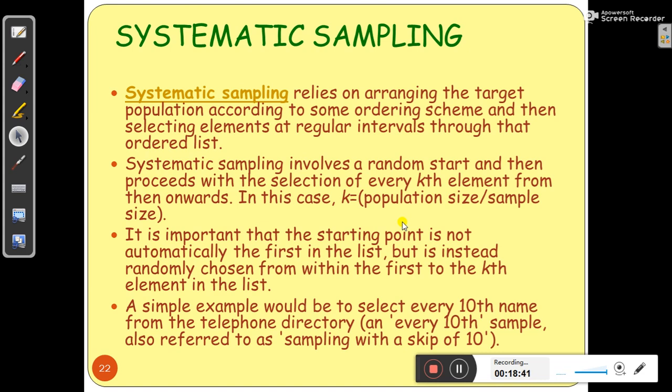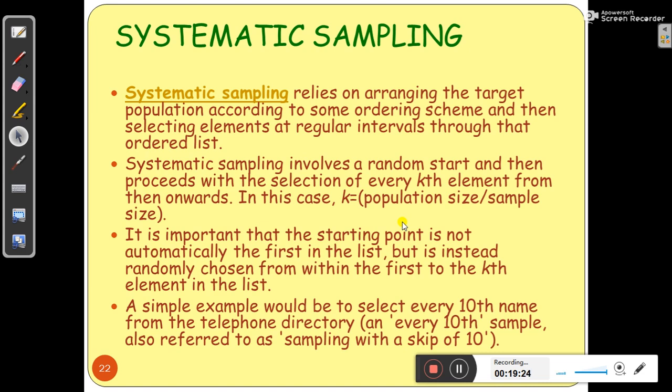In this case, k equals population size divided by sample size. It is important that the starting point is not automatically the first in the list, but is instead randomly chosen from within the first to the kth element in the list. So obviously the first element will belong to the first 1 to kth elements in the list. It might be anyone from that list, chosen randomly. A simple example would be to select every 10th name from a telephone directory, also referred to as sampling with a skip of 10.